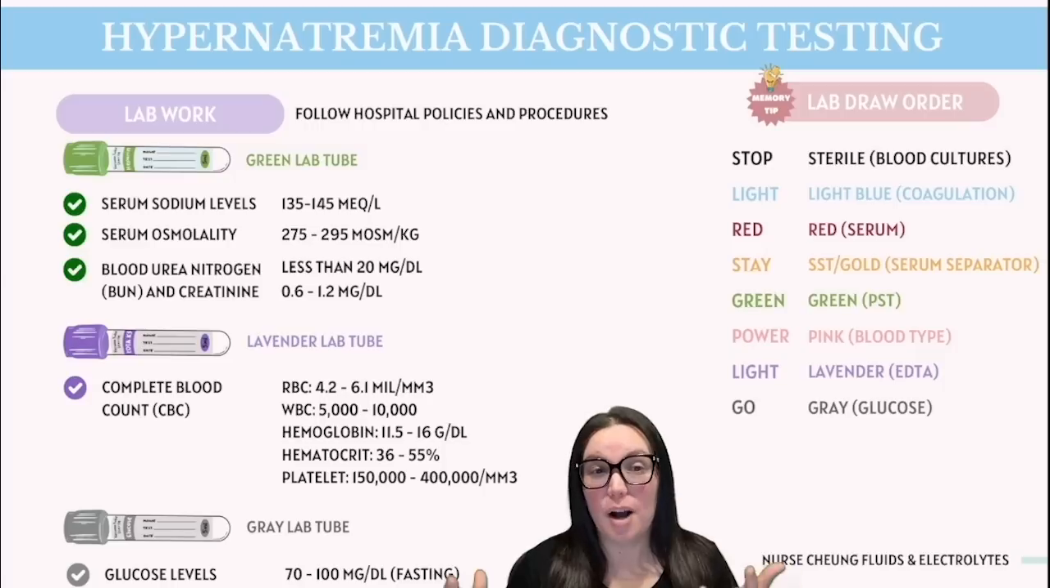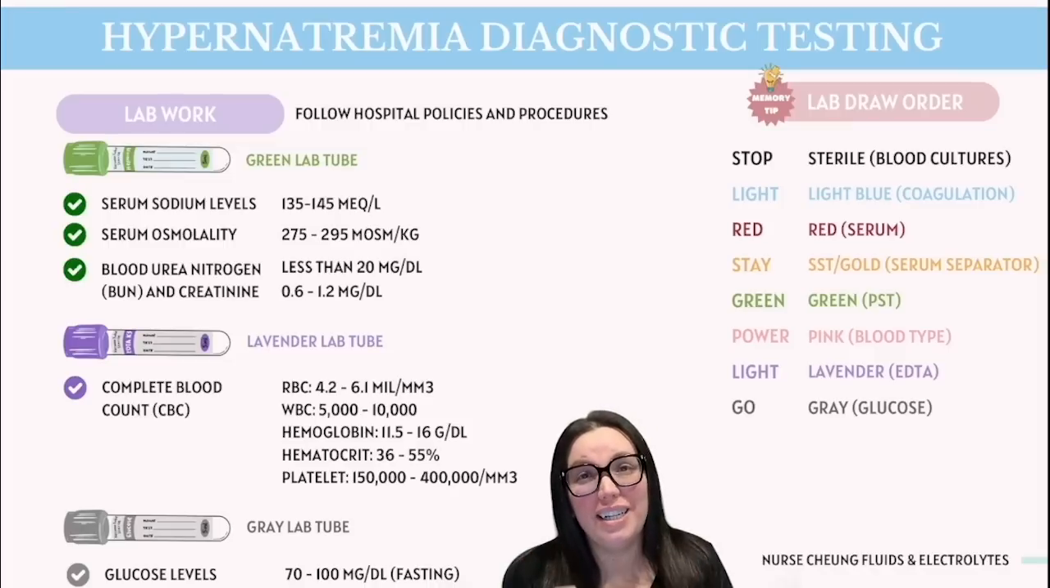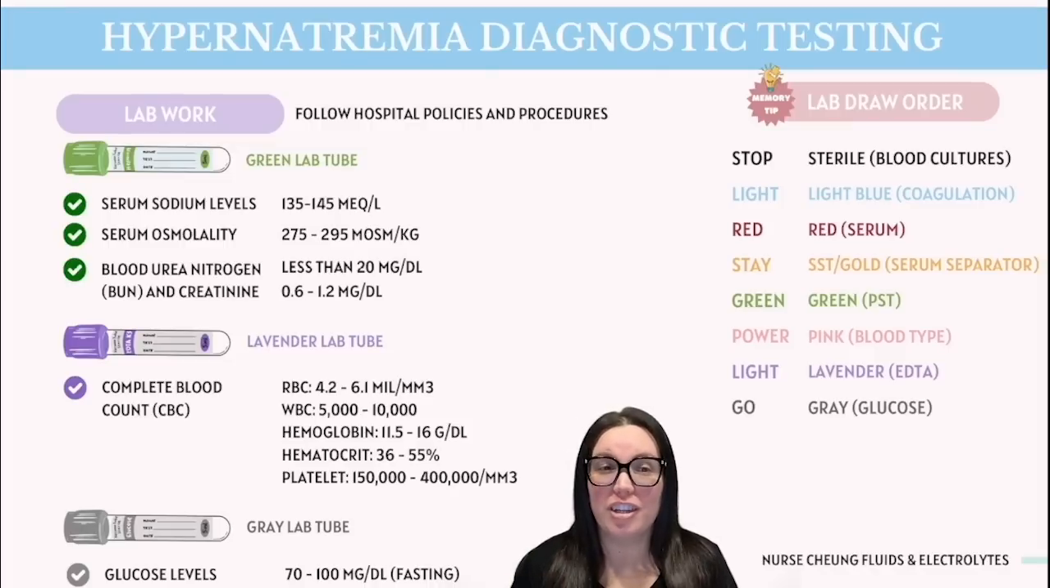Then we have serum osmolality tests, which is going to measure how concentrated our blood is. This is really important for our dehydrated patients because it'll tell us if there's not enough water to balance out the sodium. If the sodium level is high, we'll likely see an elevated osmolality too. Typically, anything above 295 is considered high.